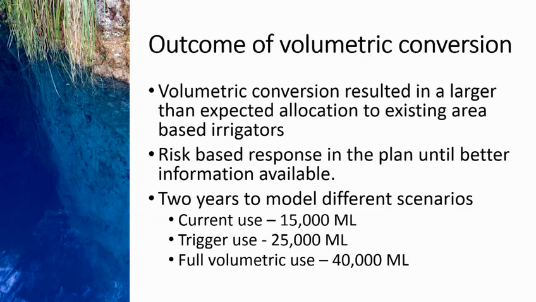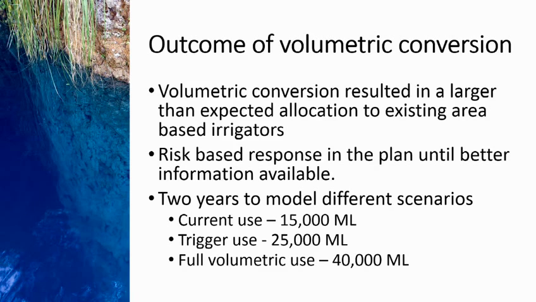So the outcome of the plan was that when we did the volumetric conversion, the volume that the formulas gave us ended up with us allocating more water than we expected. We'd used a risk-based assessment framework to look at what the impact of that allocation and the use would be. And we found that in the plan we were missing some vital information to make key decisions. So what we did is taking a risk approach, said we'd limit the amount of use in that area to 25,000 megalitres, even though we'd allocated somewhere over 40,000 megalitres.